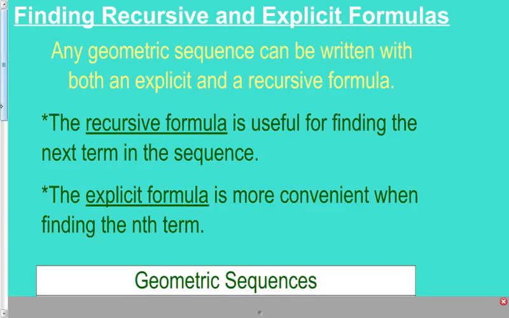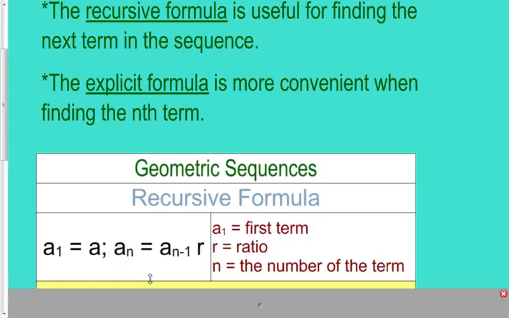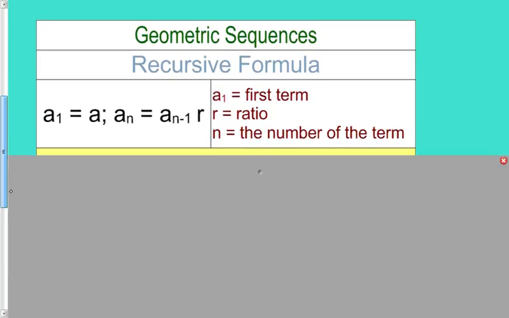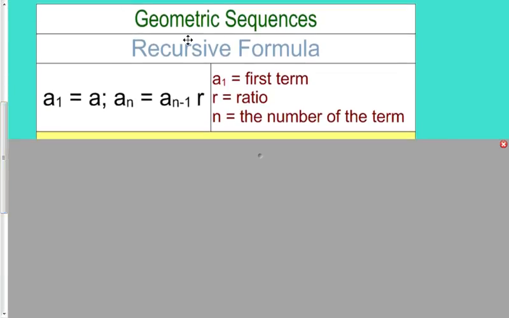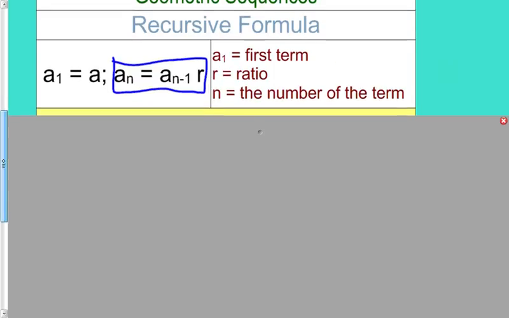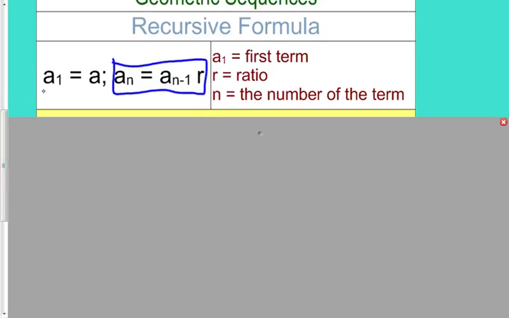So, for geometric sequences, the recursive formula would be this, where a sub n, so that would be the nth term, is equal to a sub n minus 1, the previous term, times the common ratio. Okay? You need to know that a sub 1 is just going to be the first term.